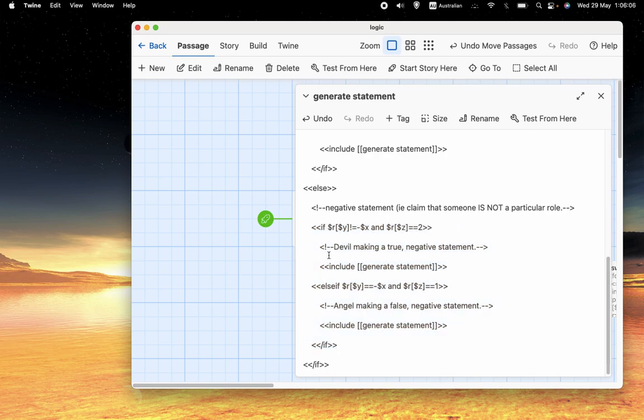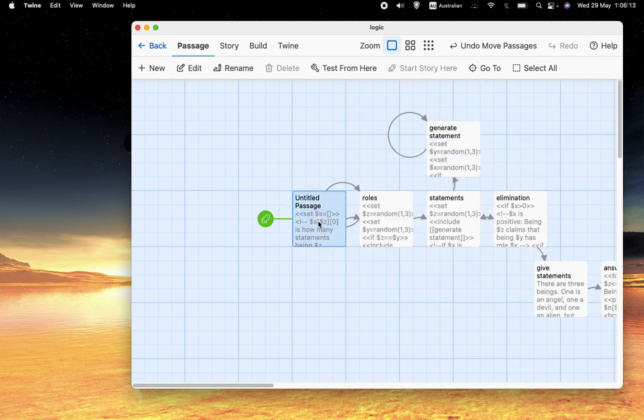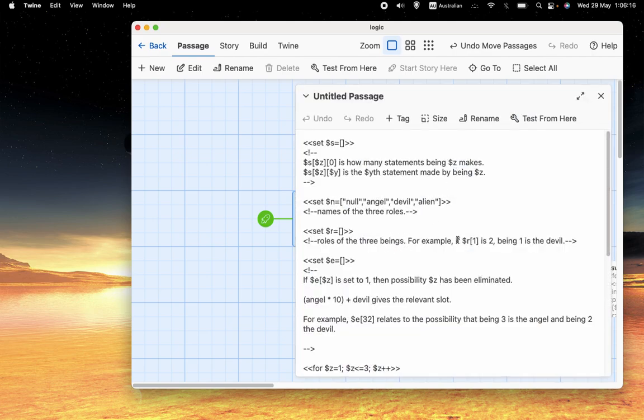So we have now, I'll just refresh your memory of what R is. R is the role. R is where the answer is stored, basically. So R1 gives you what being 1 is. R2 gives you what being 2 is, and R3 gives you what being 3 is. And a value of 1 means angel, and a value of 2 means devil, and a value of 3 means alien. So, for example, if R1 is equal to 2, then being 1 is equal to role number 2, which is the devil.